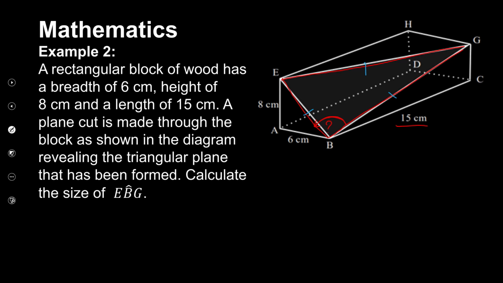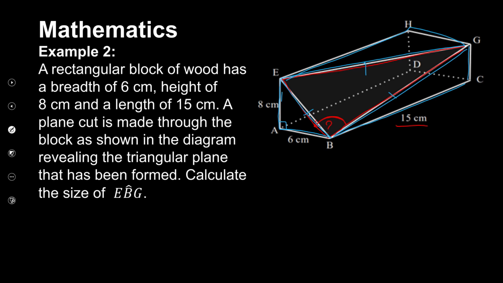To find each of these sides, you'll notice each of them is sitting in a right-angled triangle. So we can begin by finding EB using this right-angled triangle here, EAB, which is right-angled at A. And we're just going to use Pythagoras. And we'll repeat the process with each of the other triangles as well. So triangle BCG, and again with triangle EGH.